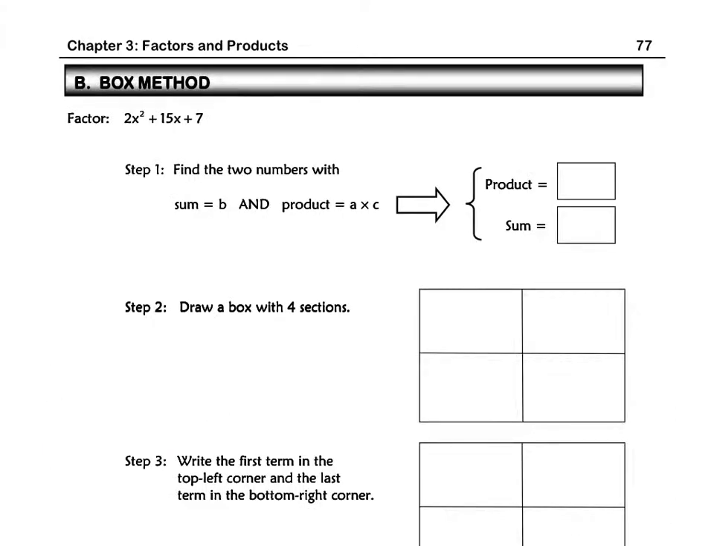Okay, the next method we're going to learn is the box method, and this is another method that you can use to factor trinomials. It is important, though, when you're using this method that you always check and factor out any GCF that's in the trinomial first. So just write that little note there: factor out any GCF first.